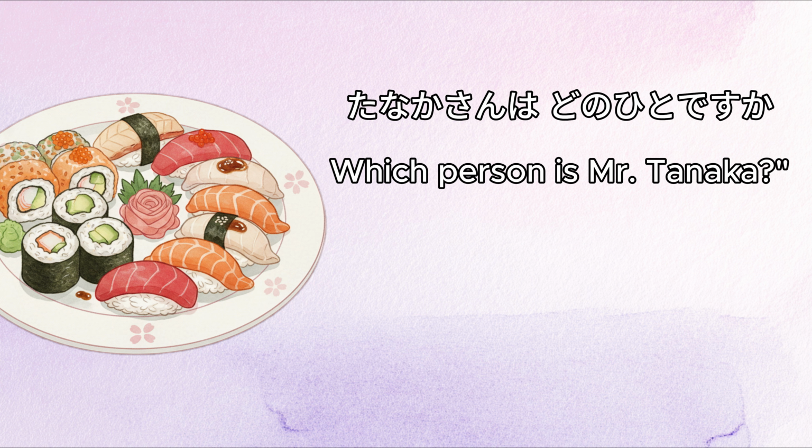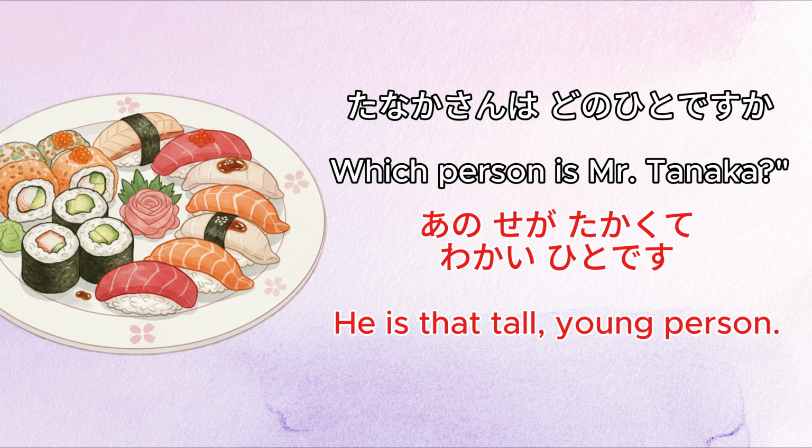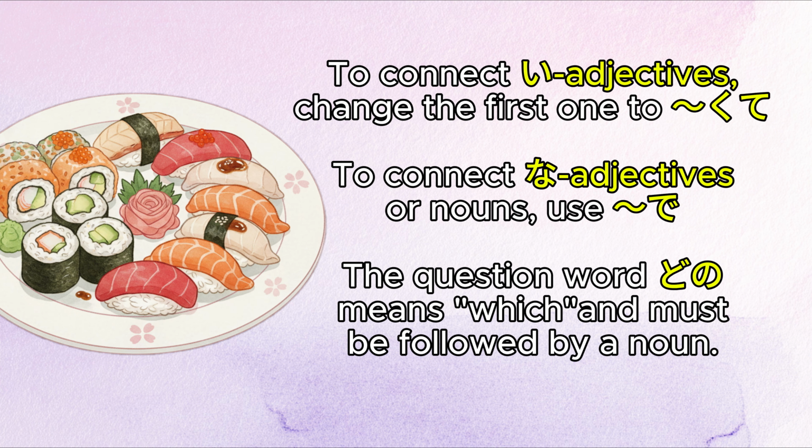田中さんはどの人ですか? To answer, you can use our new grammar. The answer is あの背が高くて若い人です. This means he is that tall young person. Listen again to the answer. あの背が高くて若い人です. Now you say the answer. あの背が高くて若い人です. Let's do a final recap.